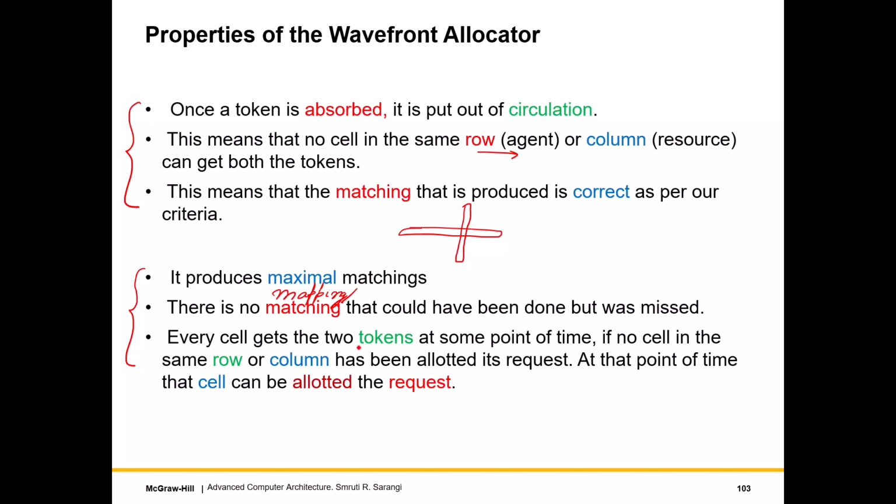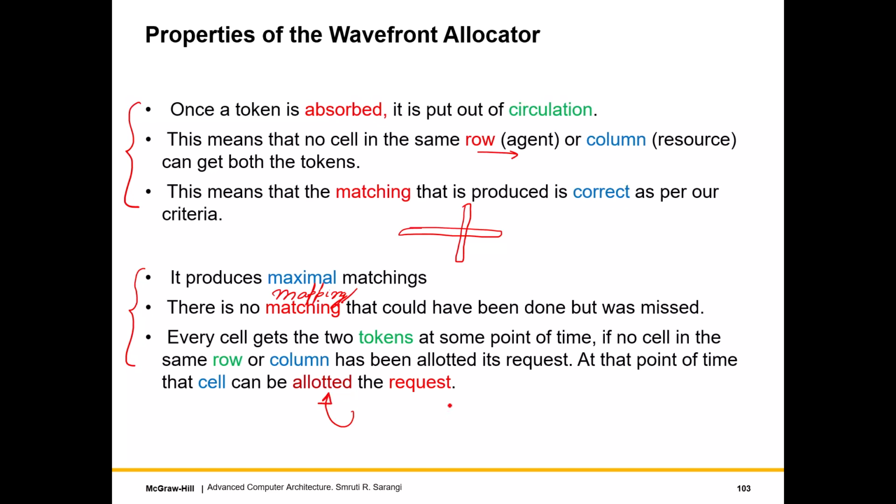So every cell gets the two tokens at some point of time, if no cell in the same row or column has already been allotted its request. If in that row or column no other resource or request has gotten it, then every cell will get both the tokens, and that is when it will absorb them and put them out of circulation. Which means at that point of time, the cell can be allotted the request. So there is no reason why that should not be done if the cell is interested.